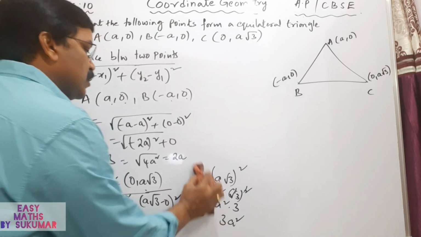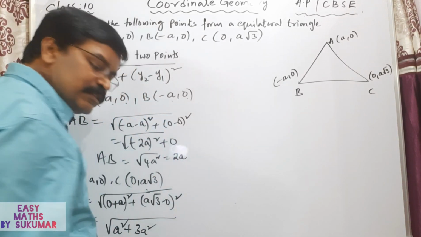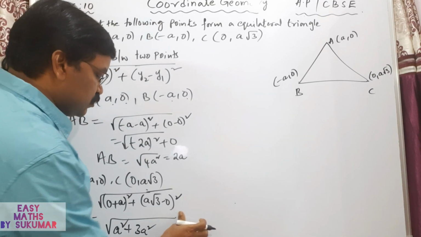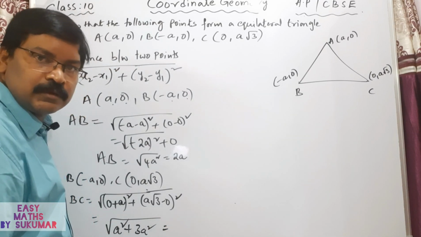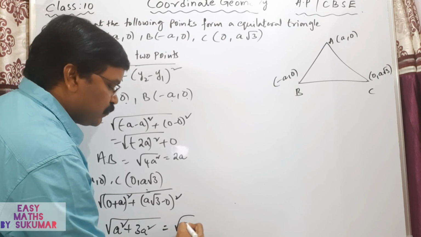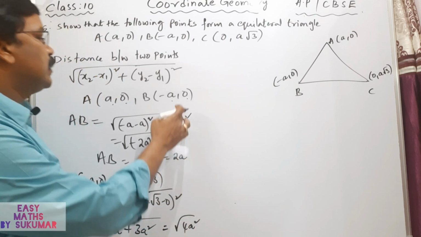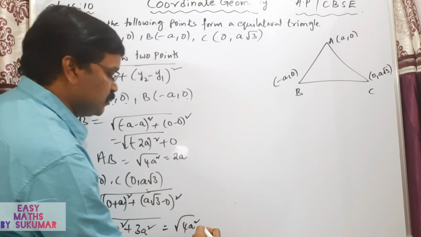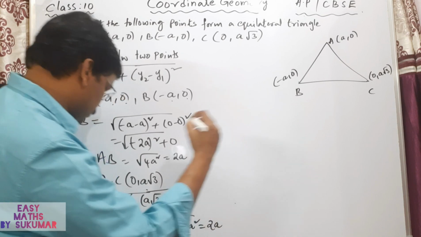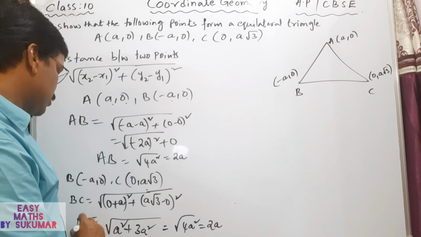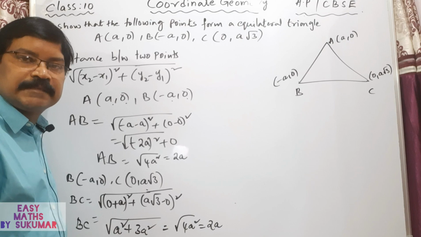Okay students. Now what is 3A square plus A square? That is equal to 4A square. This is equal to root of 4A square. So like previous, root of 4A square is also equal to 2A. So this BC is equal to 2A units.